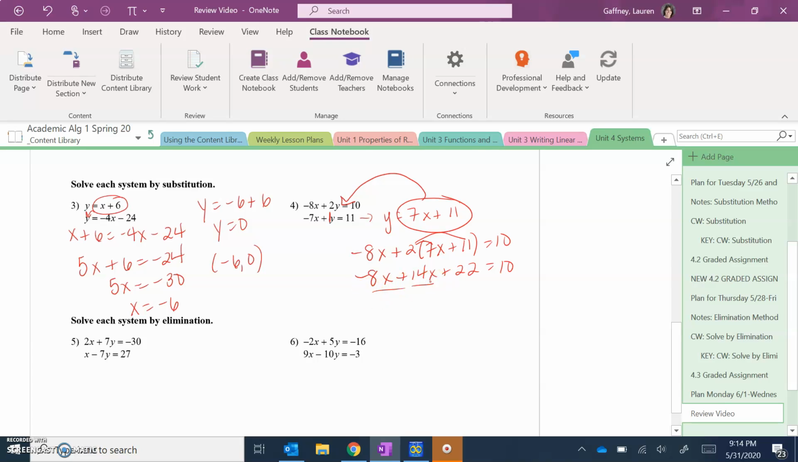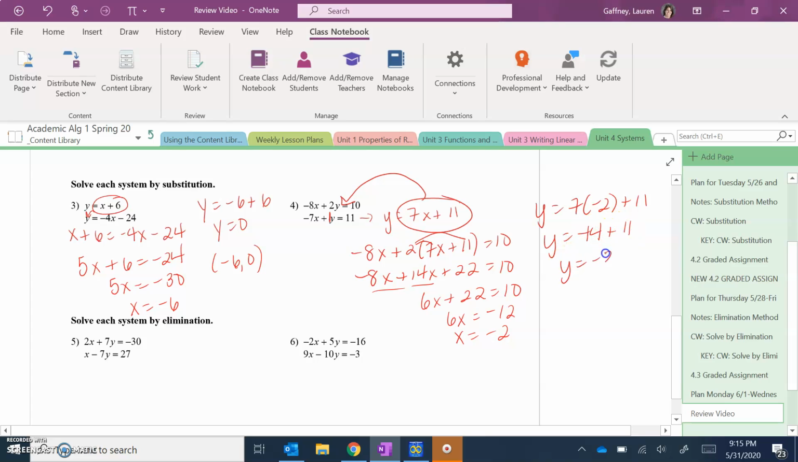Combine like terms. So a -8x and a positive 14x gets me 6x. Subtract the 22 and divide by 6. Now, let's plug that back in. You can plug it in here, here, here. It doesn't matter. I'm going to plug it back in for x at this point. You should get the same y value no matter where you plug it back in. So -14 plus 11, so I get -3. So -2 comma -3 is my answer there.